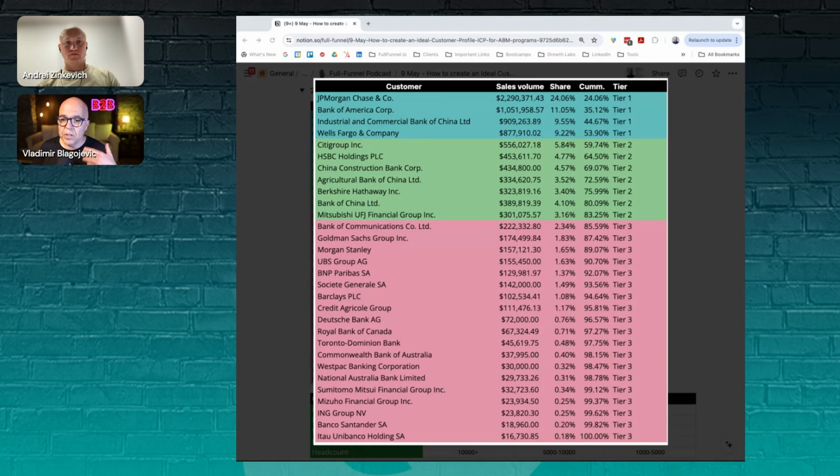Now, when we define those tiers, what's also important is that you're looking at the accounts that belong to those tiers, and you're studying their firmographics criteria and mapping that to the tier.